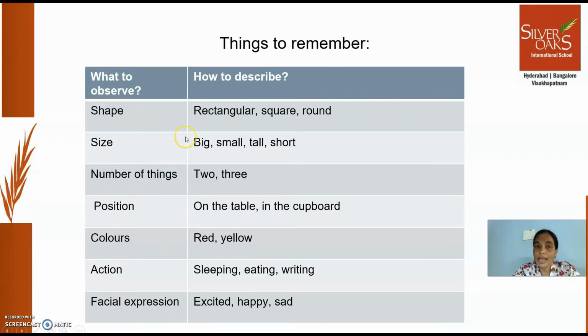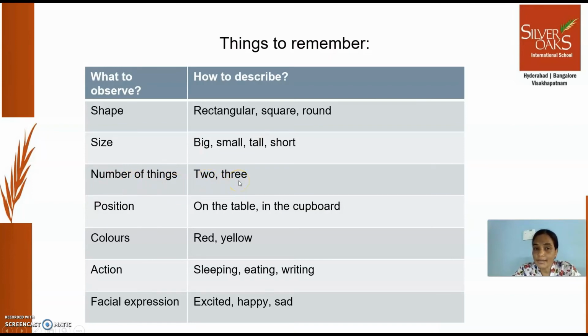And how do you describe a particular thing? How do you talk about a shape? You will describe whether it is rectangular, square, round. You remember the first picture which I had shown, there was a round table in the drawing room. So you can describe that table as a round table, right? Size, whether it is big, small, tall, short. Again, you remember I said a big chair, a big green color chair was there. And number of things, 2 or 3.